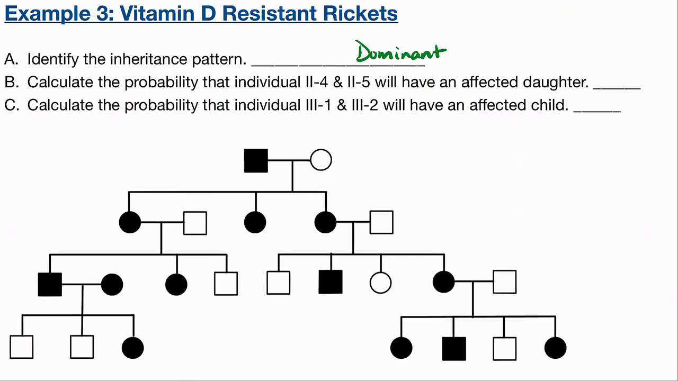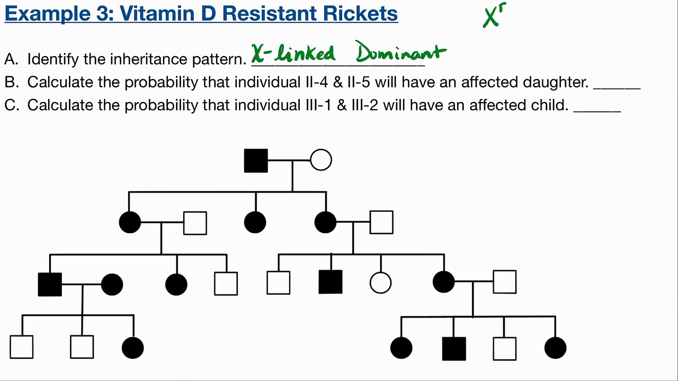Well, let's check for males. 1 male, 2, 3, 4 affected males. Females, 1, 2, 3, 4, 5, 6, 7, 8, 9. That's more than double the amount of affected females. I'm thinking that this is X-linked dominant. If it's X-linked dominant, let's do a quick allele legend here. We're talking about vitamin D resistant rickets.